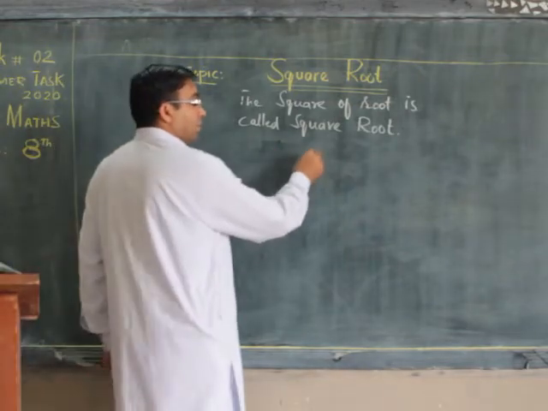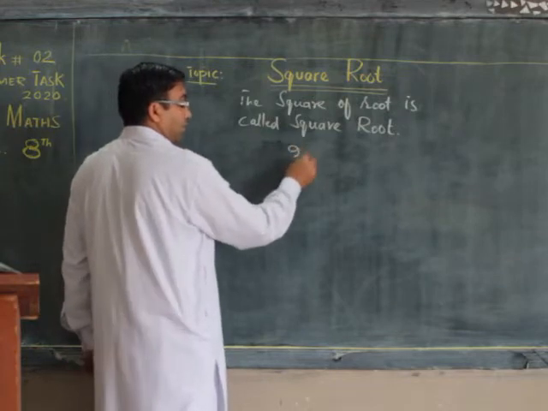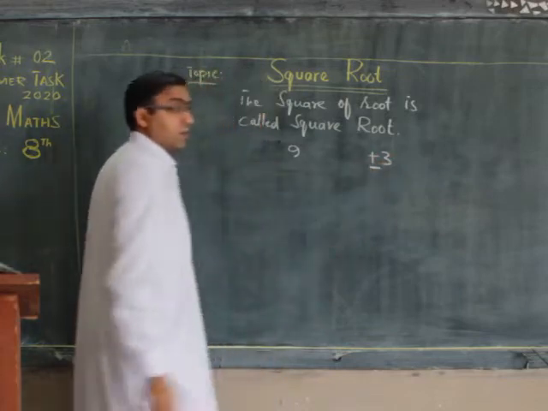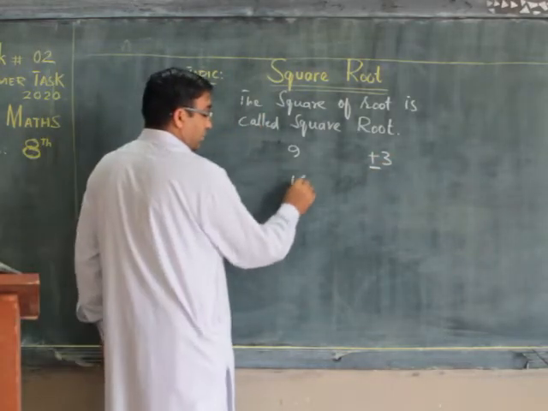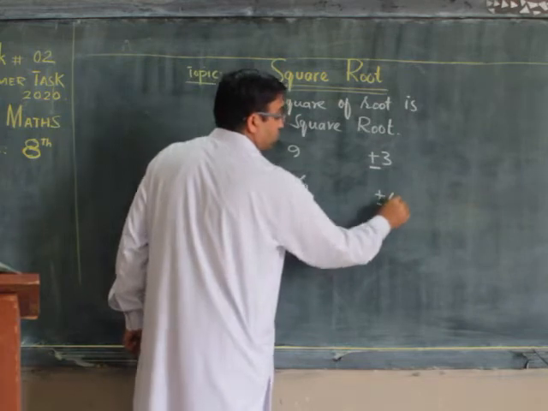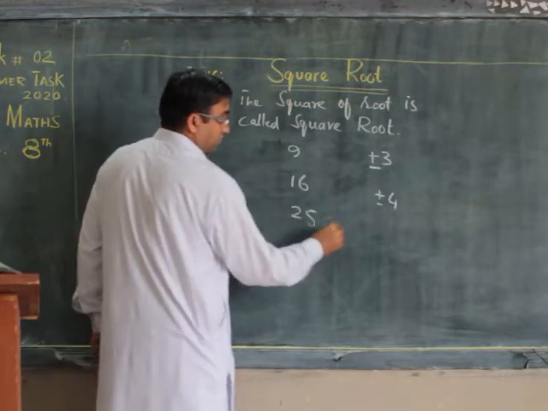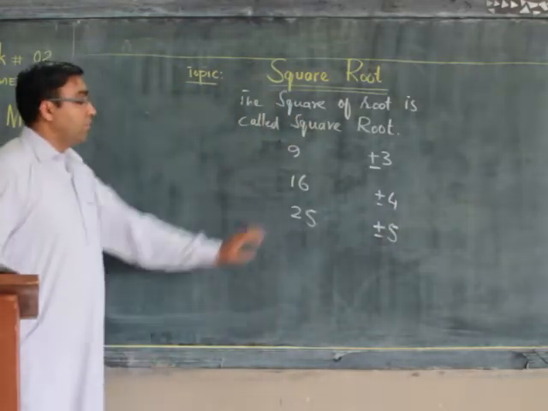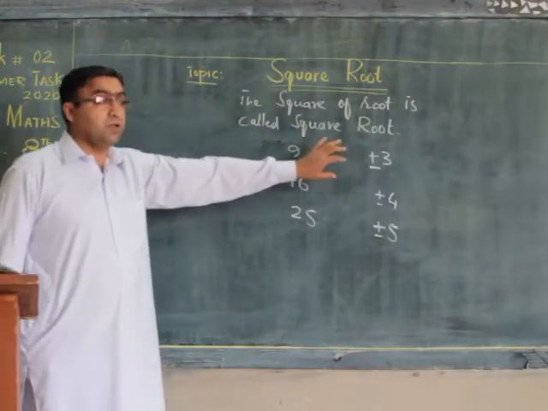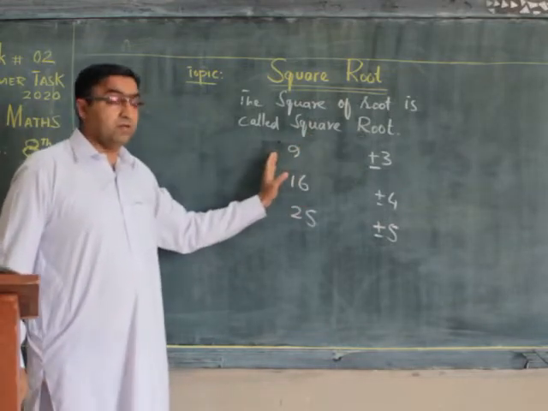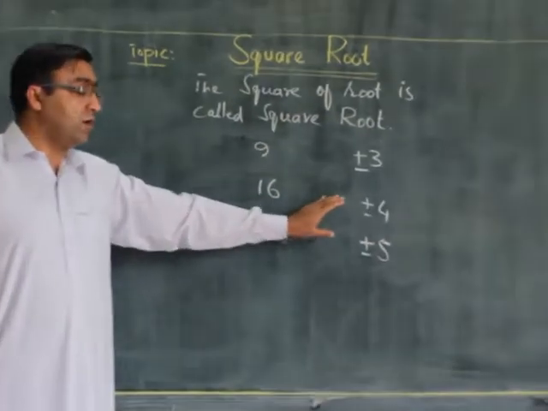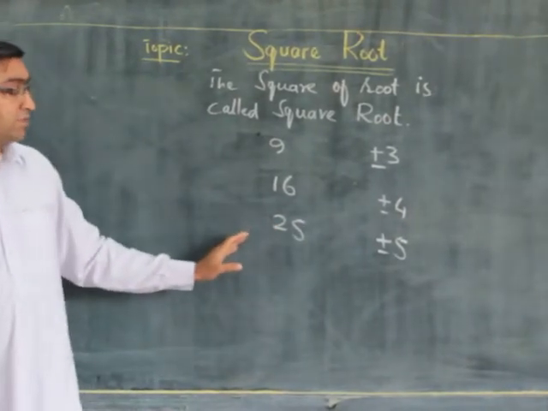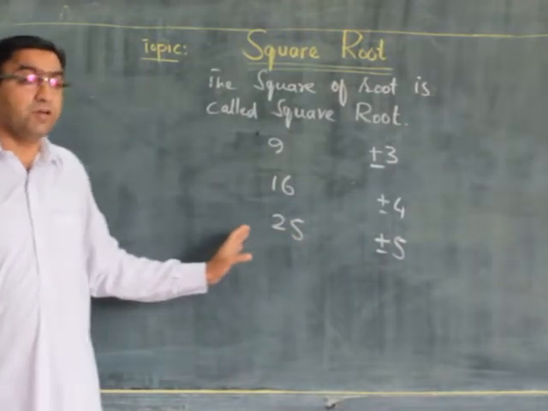For example, I have a number 9 whose roots are plus minus 3. Similarly, 16 whose roots are plus minus 4. 25 whose roots are plus minus 5. So plus minus 3 are the roots of 9, plus minus 4 are the roots of 16, and similarly plus minus 5 are the roots of 25.